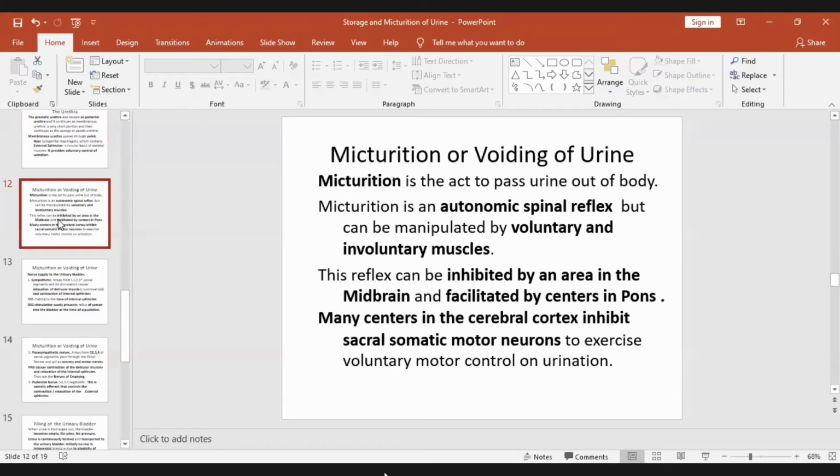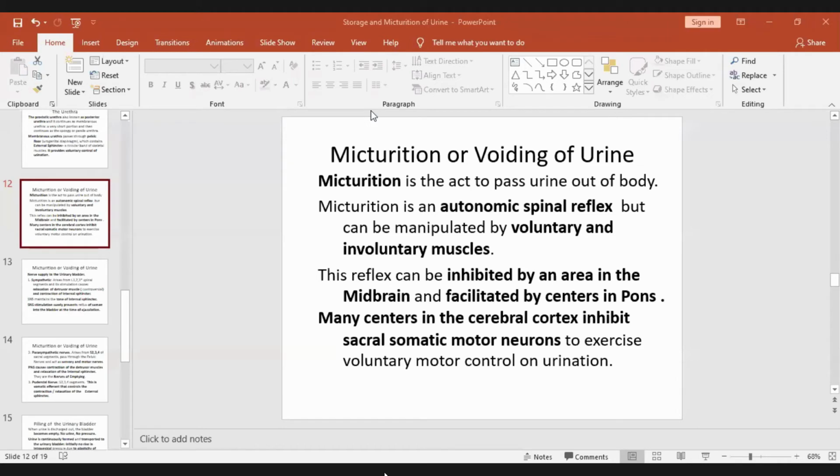Ladies and gentlemen, we are coming to a little bit important, difficult part. How does the passing of urine occur? Micturition means the act of passing urine out of the body. Right? Micturition is an autonomic spinal reflex, but can be manipulated by voluntary and involuntary muscles.